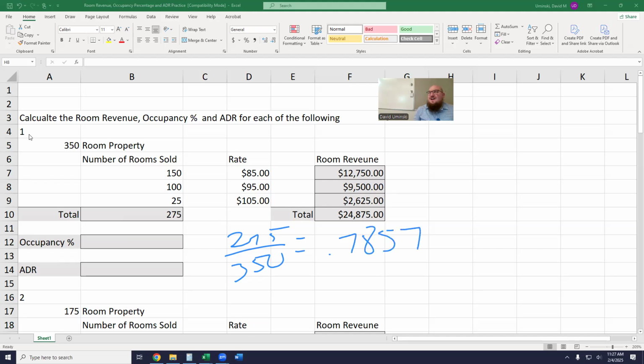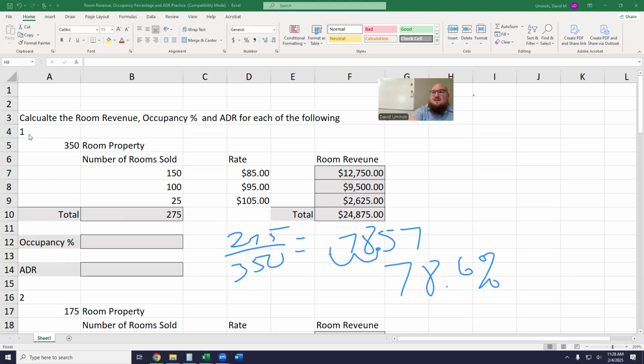Okay? I always do the 4 decimal places because I'm going to move this decimal place over 2, so I get 78.6%. I'm going to round to the nearest 1 decimal with the percentage. So it's 78.6%. Why do I move that decimal place over 2? Because there's 2 zeros in 100, right?